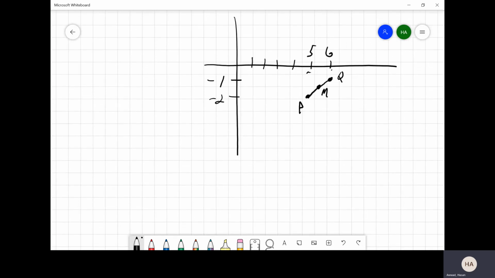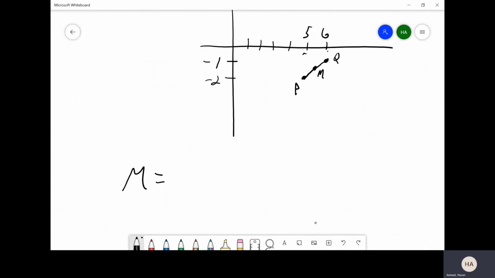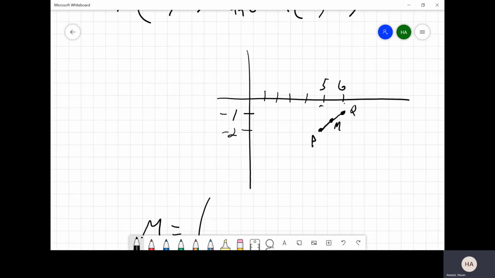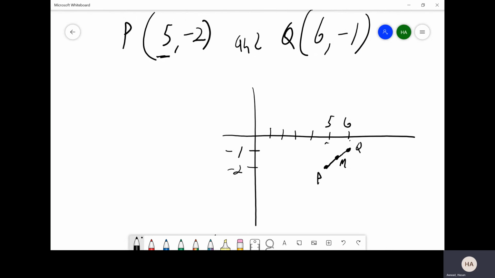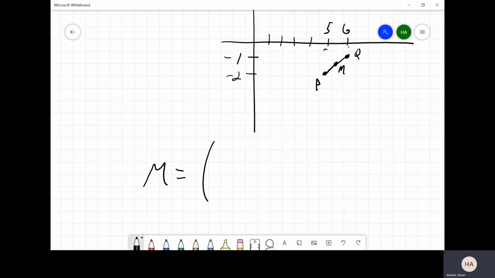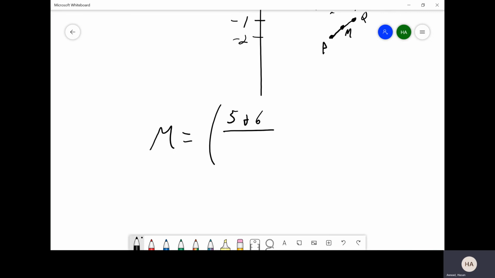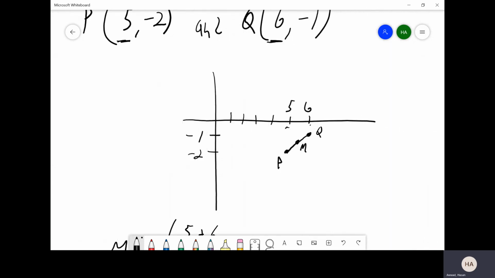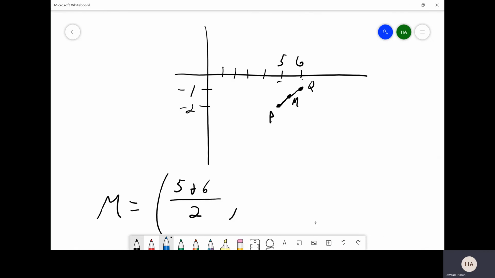So finding this, all we have to do is plug into our formula. So M is equal to, and our formula is we add up the X components and we divide them by 2. We add up our Y components and we also divide them by 2. And whatever we get for our X component and our Y component, that's going to be our ordered pair. So in this case, we're adding up our X component 5 and our X component 6, and we divide them by 2. So we have 5 plus 6 divided by 2. And now we do the same thing for our Y components, which are -1 and -2. So we have -1 plus -2 divided by 2.